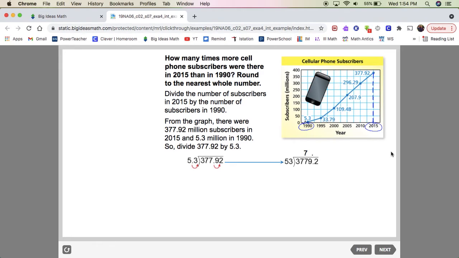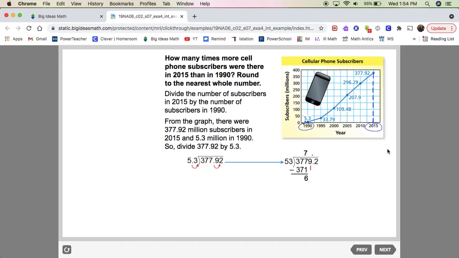All right, 53 won't go into 37, but it goes into 377 7 times. Make sure you put it right above that second 7. This is another place where people make errors. They put it in the wrong place. If you want, put an X here and an X here so you don't accidentally put it in the wrong place, and you're good.